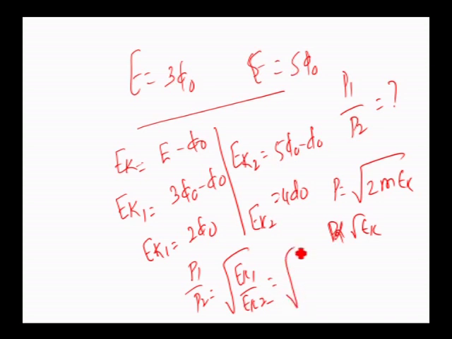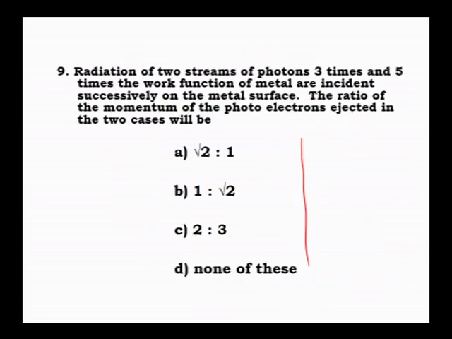Now substitute. Ek1 is 2 times phi naught, Ek2 is 4 times phi naught, phi naught cancels. The final answer is 1 divided by root 2, that is, 1 is to root 2. 1 is to root 2 is the correct answer. Therefore option B. Clear? This is also based on the Einstein photoelectric equation only.